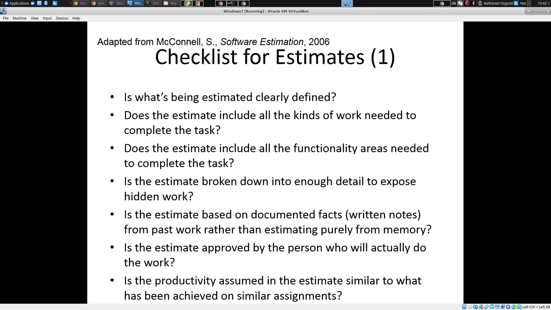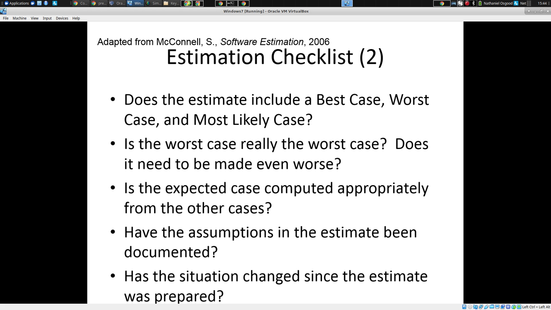So, often we create a checklist for an estimate. Is it clearly defined? Does it include all the kinds of work, all the functionalities? Is it broken down in enough detail to expose hidden work? Is it approved by the person who will actually do this work? And the productivity.